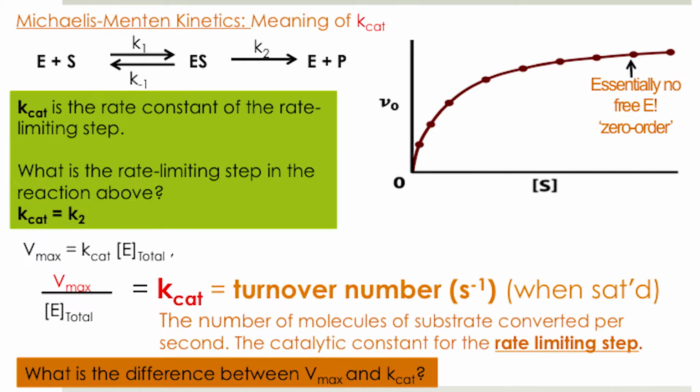All right, let's talk about Kcat. Kcat is the rate constant of the rate limiting step, and for our purposes in this class and for the extent to which we're going to carry this topic, that is K2. K2 is our rate limiting step.